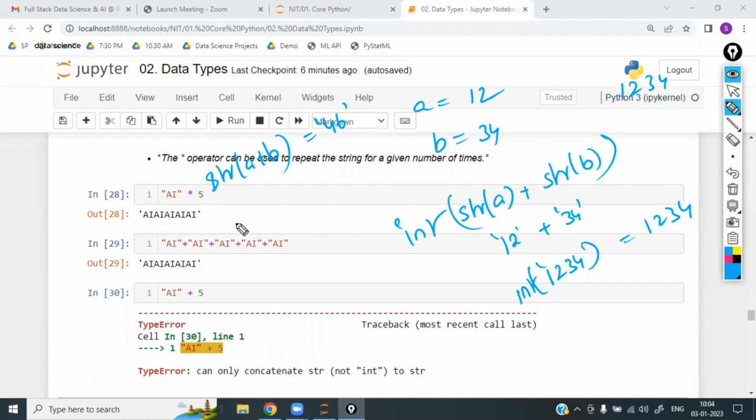Now the next one is int of string of A plus int of string of B. What is the output of this one? Just 46. Because string of A is nothing but string of 12, and int means normal 12 again. This is string of 34, and int means normal 34 again. 12 plus 34, normal 46 only. Just to confuse you, they have given it like this. So they'll give multiple options.